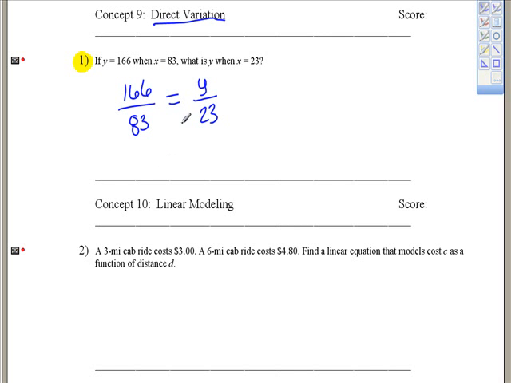Algebraically, we just want to multiply both sides by 23 to isolate y. So we'd have y equals 23 times 166 over 83. I put that in a calculator and got 46. So my answer for number 1 is 46.